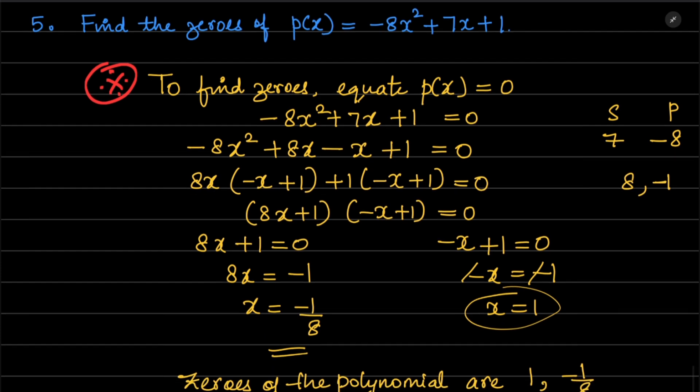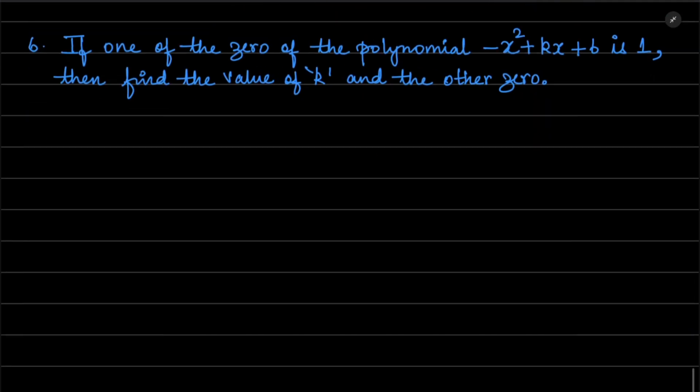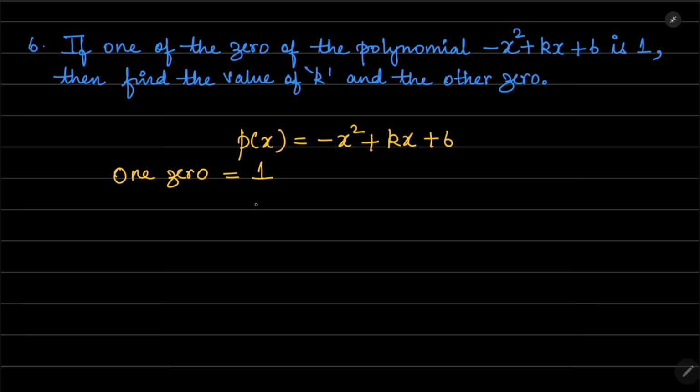Now, moving on to the 6th question. If one of the zeros of the polynomial is 1, that means if alpha is 1, then find the value of k and the other zero. Out of these two zeros, that is alpha and beta, one of it is given as 1. So first of all, let's write what is your given polynomial p of x. Minus x square plus kx plus 6 is your given polynomial. One zero is nothing but 1, which means what?